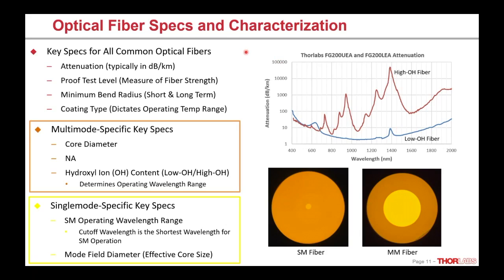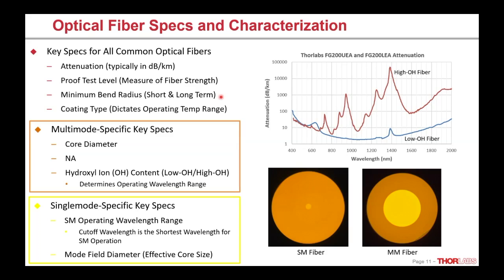So, some key specs for all fibers. First and foremost, the attenuation, typically measured in dBs per kilometer of fiber. How well does the fiber guide light? How much light is lost over a length of fiber? That's typically specified at a wavelength or over a wavelength range. There's something called the proof test level. What we do here during manufacturing is we subject every point along the length of the fiber to a certain stress, thereby proving that the fiber is at least a certain amount strong without, of course, breaking the fiber. So this is a measure of the fiber's mechanical strength.